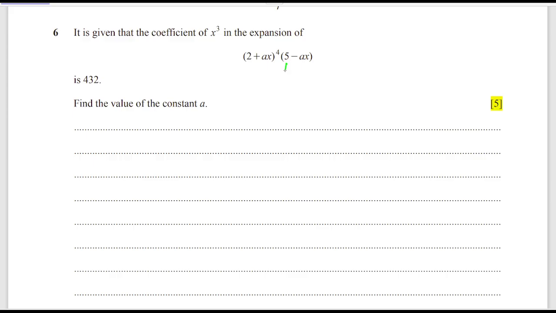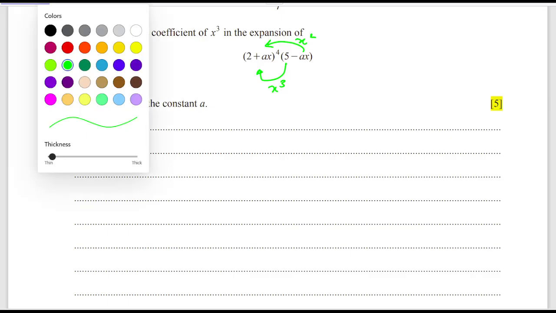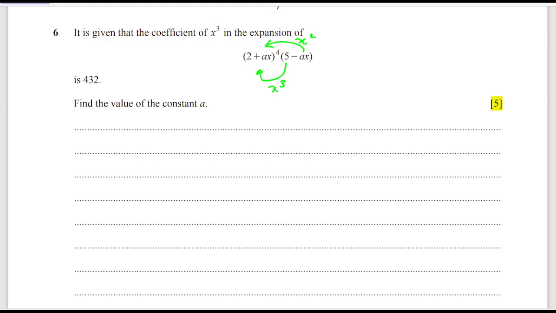So when 5 is multiplied by a term in x cube in the first binomial, we will get a term in x cube, and when ax is multiplied by a term in x square, we will get a term in x cube. So first thing is to mark those terms which are required in the binomial expansion. Now we will apply the binomial expansion formula on the first binomial. So the first binomial is 2 plus ax raised to the power 4. Here a is 2, b is ax, and n is 4. Substitute these values into the binomial theorem from the formula sheet.